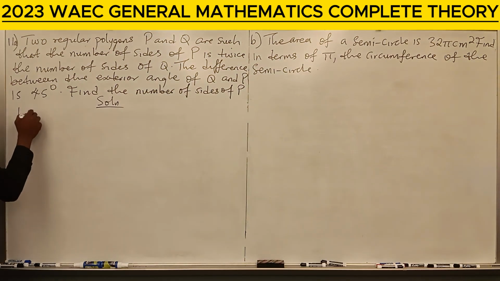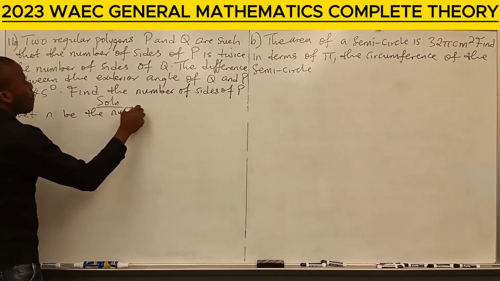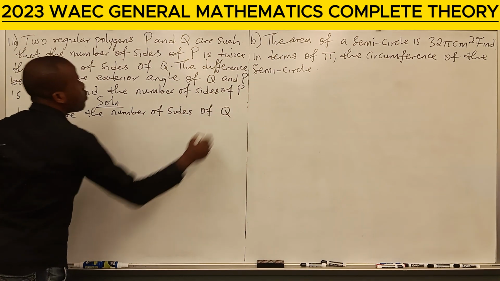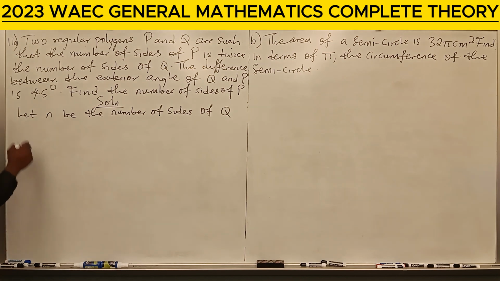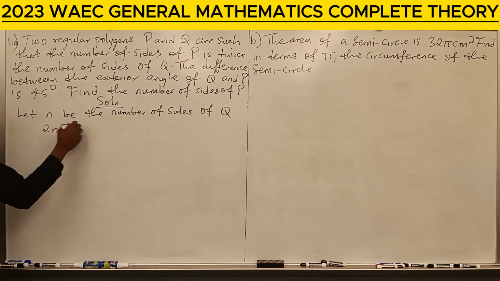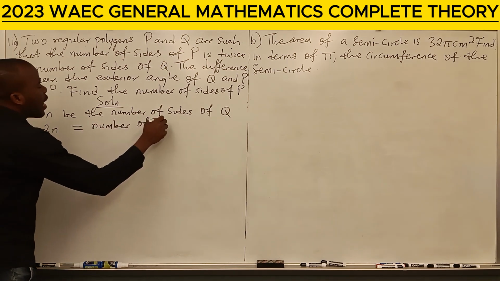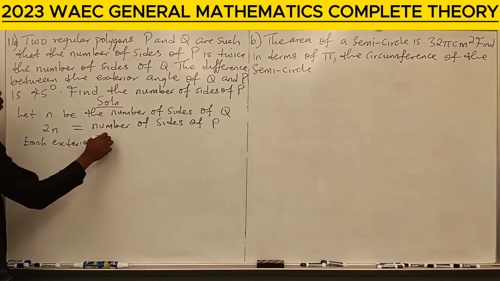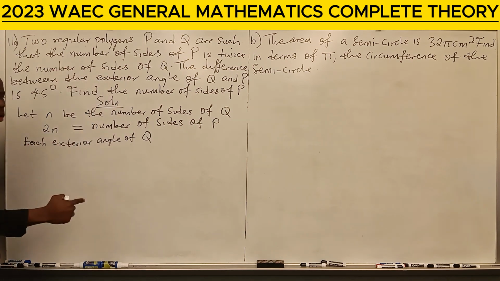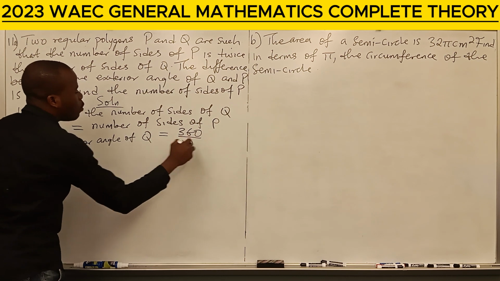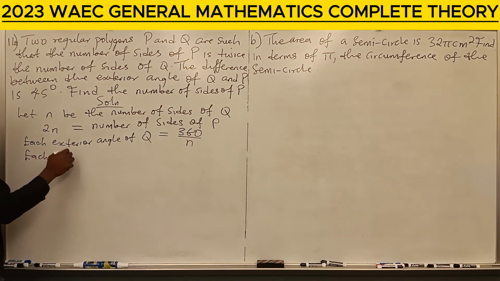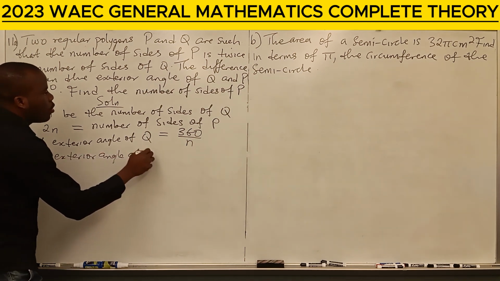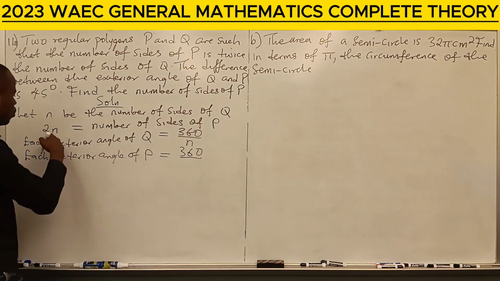Let's start by saying, let n be the number of sides of Q. So P is twice the number of sides of Q. It means 2n equals number of sides of P. Remember, each exterior angle of Q, because it's a regular polygon, is given by the formula 360 over the number of sides, which is n, and each exterior angle of P is given by 360 over the number of sides, which is 2n.